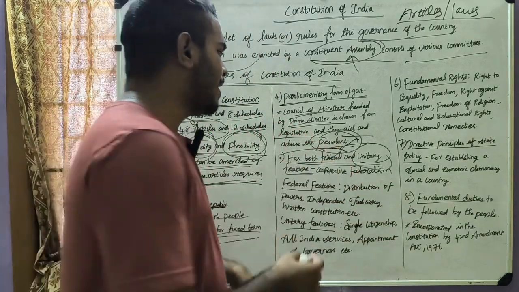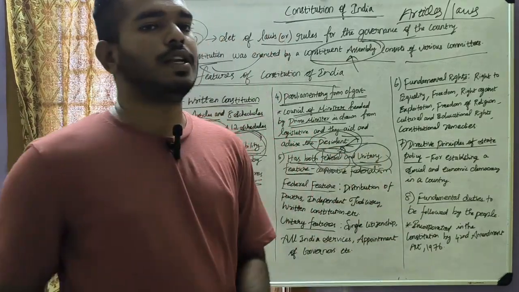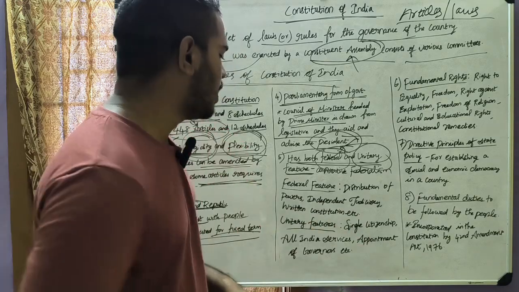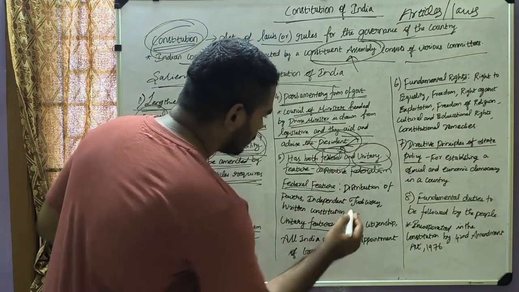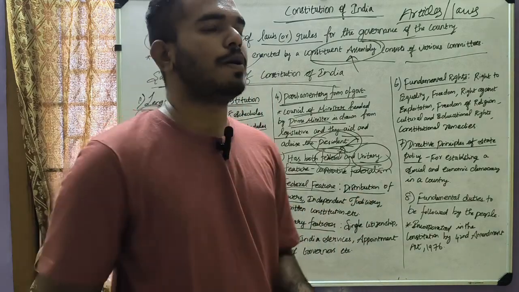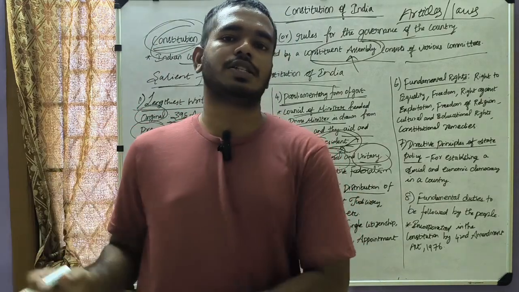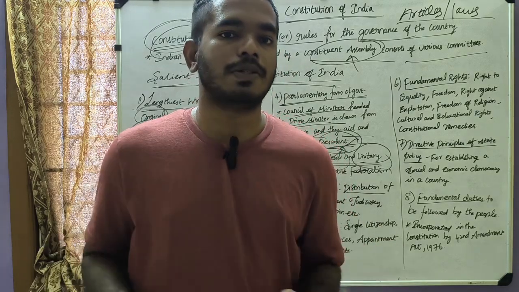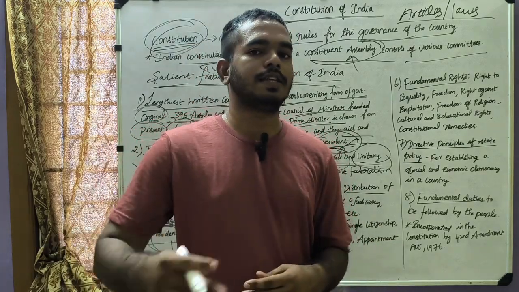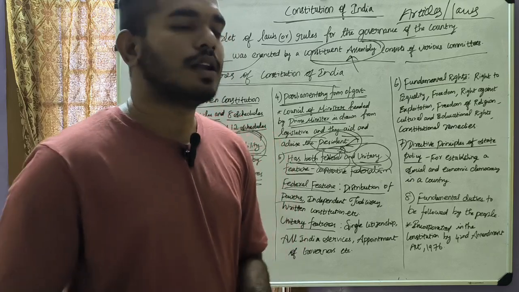India has both the federal and the unitary features. The federal features of the Indian constitution are, first, a distribution of powers. Some powers are vested in the state governments and some powers are vested in the central government. Not all the powers are vested in the central government itself. There is a distribution of power between the central and the state governments.